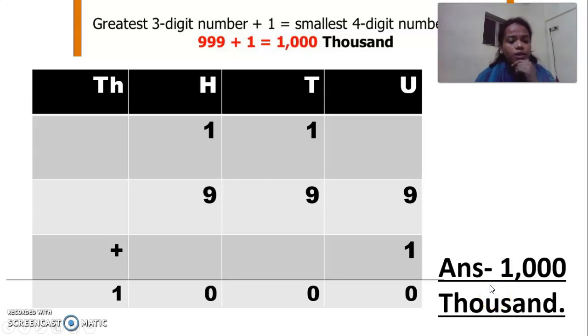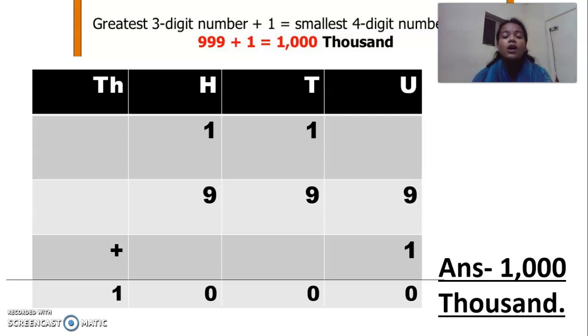Now children, what do we call this place? Yes, it's a thousand. Very good. You can see the spelling, THOUSAND. Okay, and this number is called one thousand, as I told you earlier.